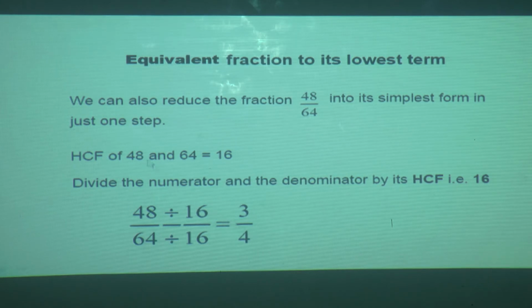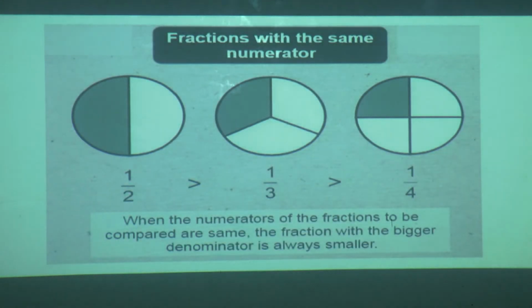So in this way we had seen equivalent fractions using multiplication, and today we saw another method, which is nothing but division. Now, fractions with the same numerator.